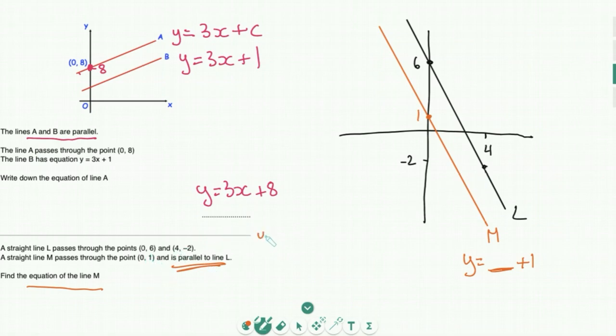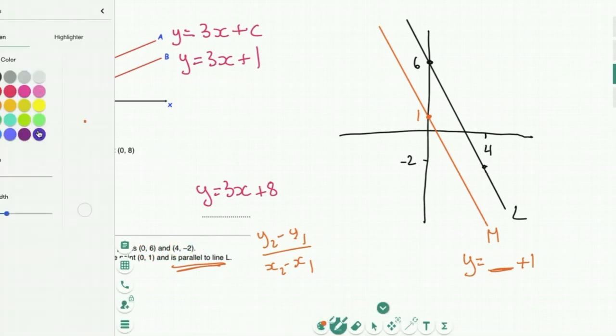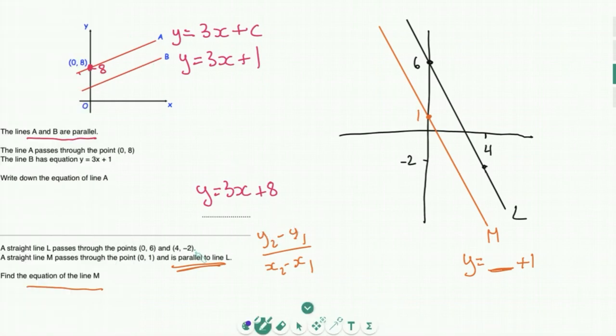Well, we can use our y2 minus y1 over x2 minus x1 formula, because we have two coordinates for line L. Let's plug this in. So y2, the second y coordinate, negative 2, minus y1, the first y coordinate, 6, over x2, the second x coordinate, 4, minus x1, the first x coordinate, 0. Negative 2 minus 6 is negative 8. 4 minus 0 is 4. Negative 8 divided by 4 is negative 2.